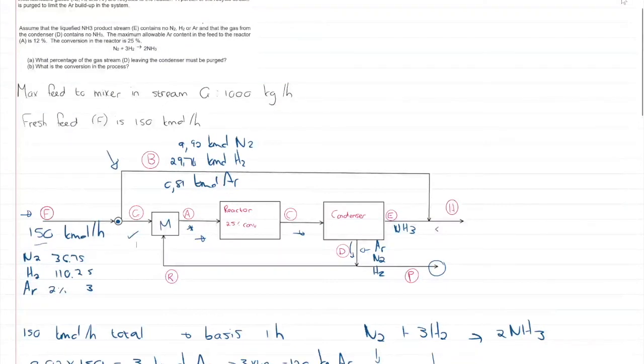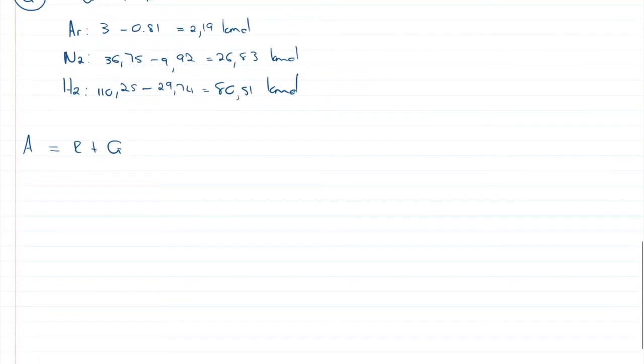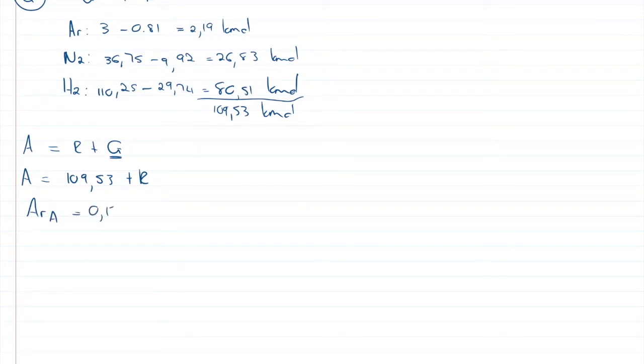Another thing to keep in mind for this argon balance is that they give us that the feed to the reactor may contain a maximum of 12% argon. So this feed to the reactor, A, is 12% argon. If we come back to this, we can find some information about this equation. We actually know what G is already because we can add up these values, and that is 109.53 kilomoles total. So A is 109.53 plus R. Then we also know that the argon in A is 12% of A.